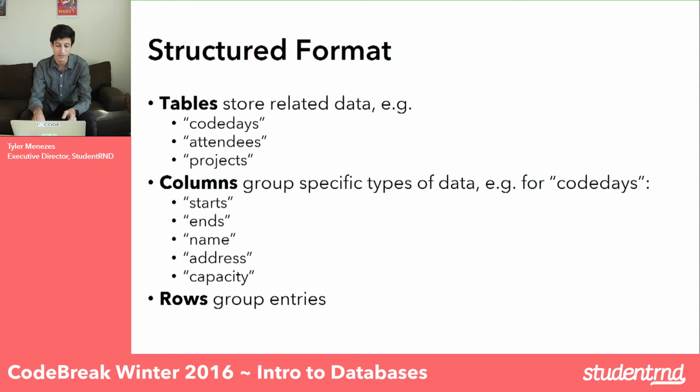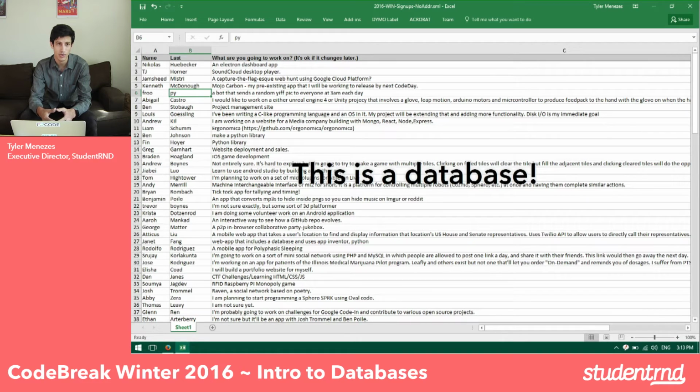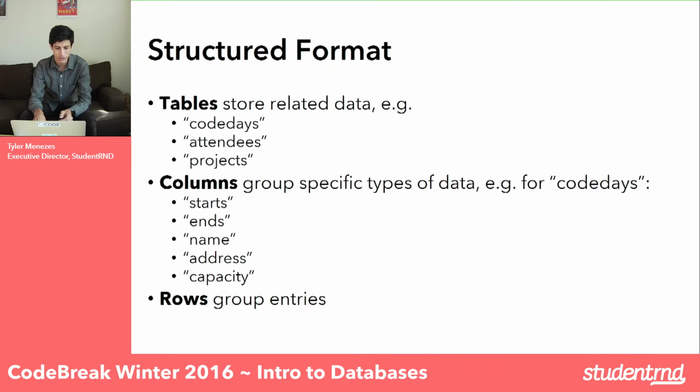Rows group entries. So again, going back to this, each row in this database is a related thing. Someone's first name, on row 2, Nicholas is Nicholas's first name, Becker is his last name, and an Electron dashboard app is the project that he's working on. And you can expect those all to be in row 2. If something is in the same row as something else, it means it's related to the same object or concept or something like that. So it's kind of intuitive. It's kind of what you'd expect from Excel, but I just wanted to make sure you know the terms.